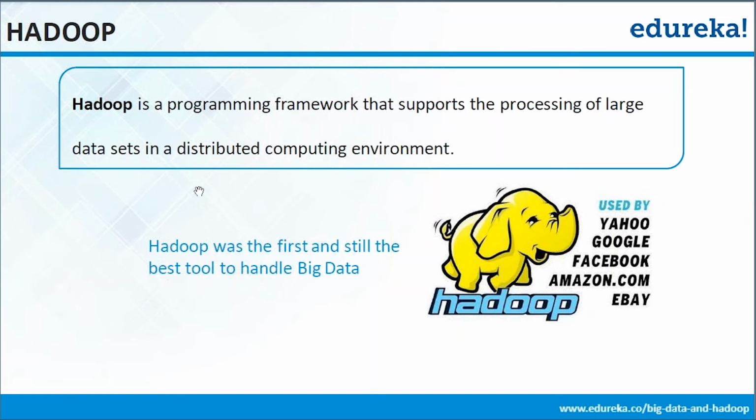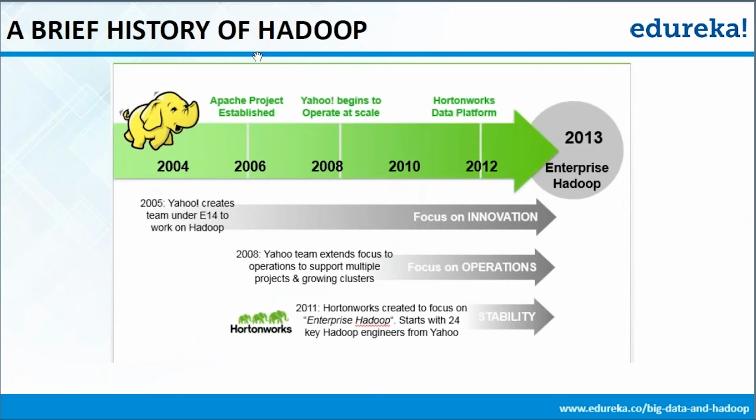Hadoop was the first, still the best. Okay, sure. Brief history of Hadoop. 2004, Yahoo creates it; 2005, work on Hadoop begins. Apache project established. Yahoo begins to operate at scale. Hortonworks Data Platform. Okay, focus on innovation. Actually, when Yahoo started it, it later became a full-fledged Apache platform. It was incubated and became a formal launch, correct?